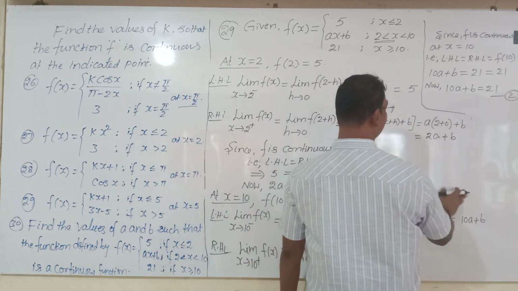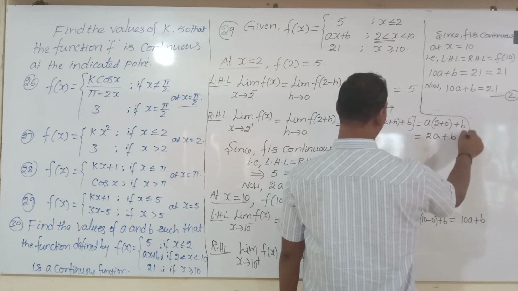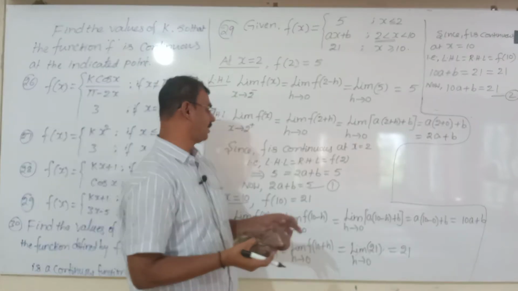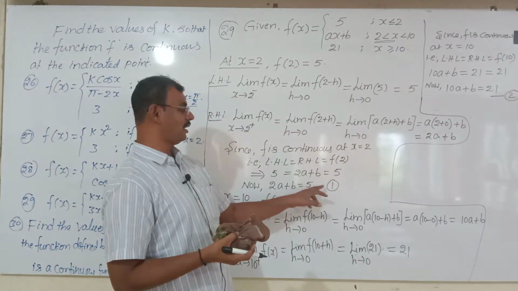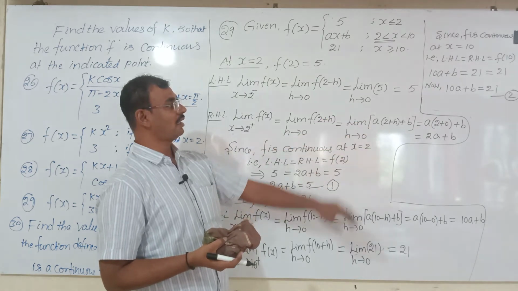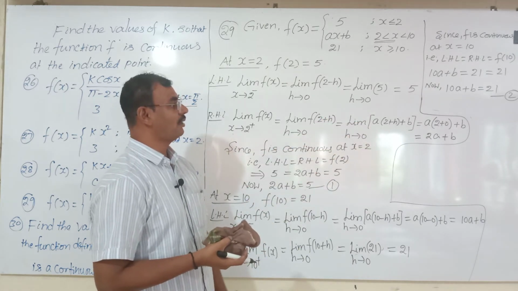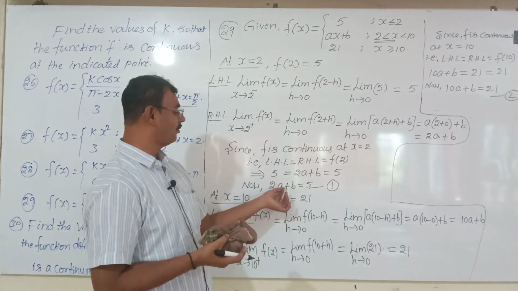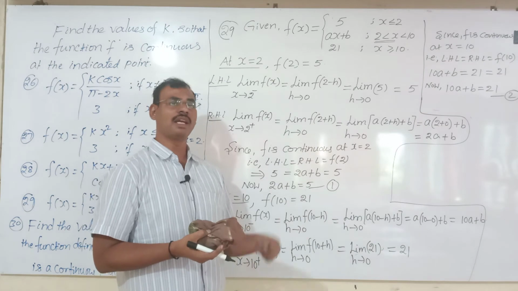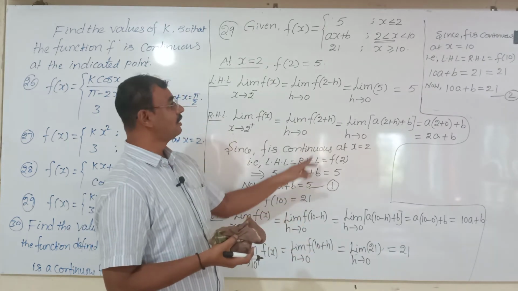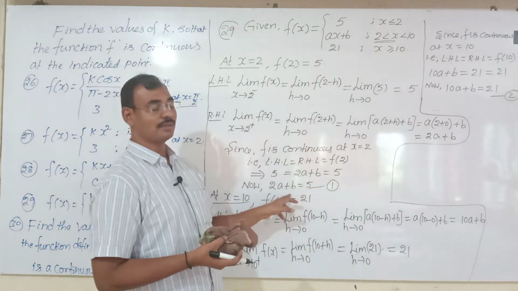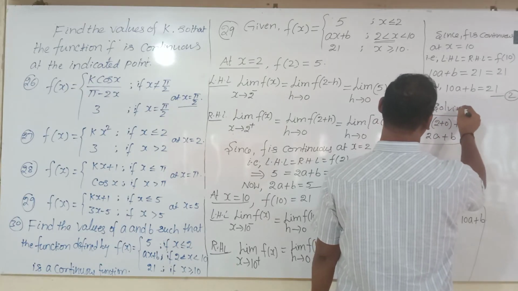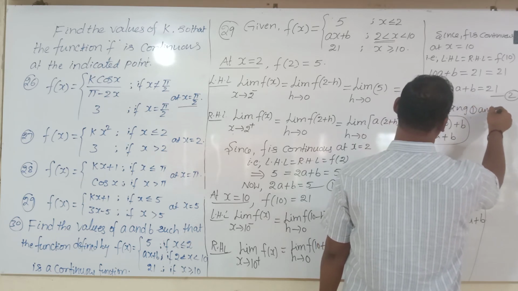So hereafter we got two equations. Now we should solve the two equations. What is the first equation? 2a plus b is equal to 5. The second equation is 10a plus b is equal to 21. We have to solve these two equations to find a and b, using any method, such as the elimination method. Because the term b is common, we subtract here, solving equations 1 and 2.